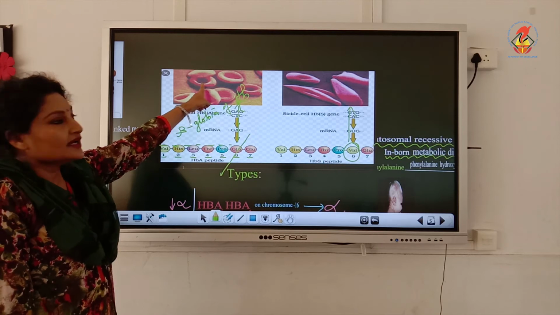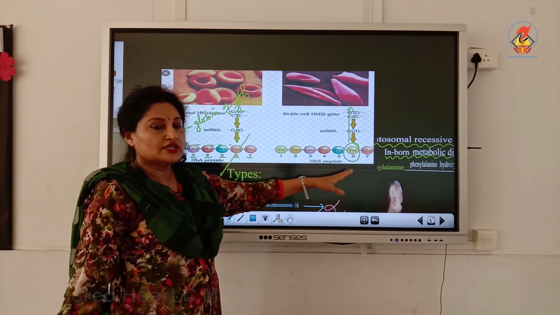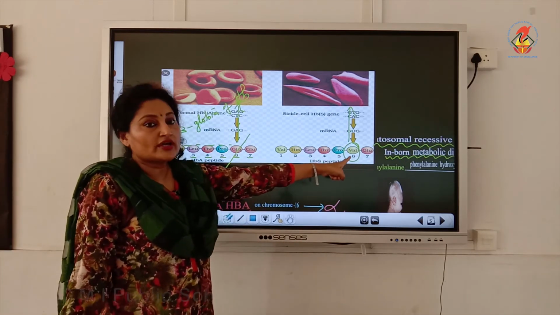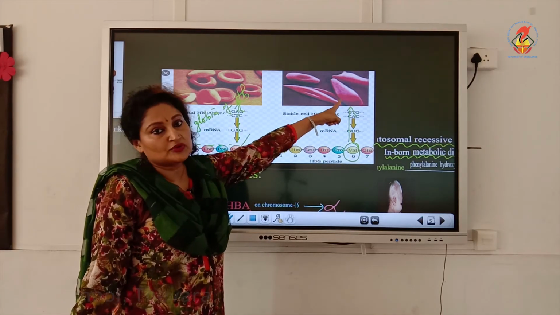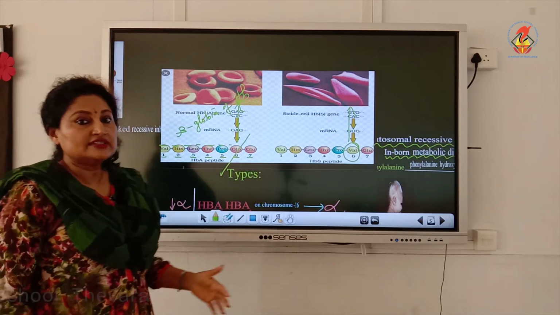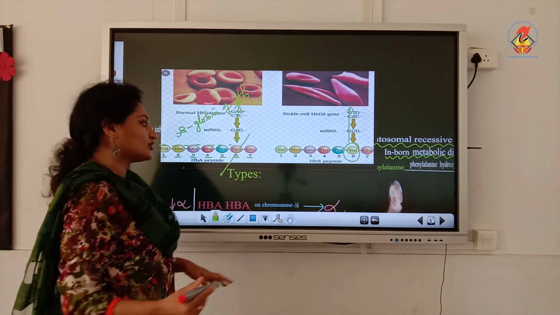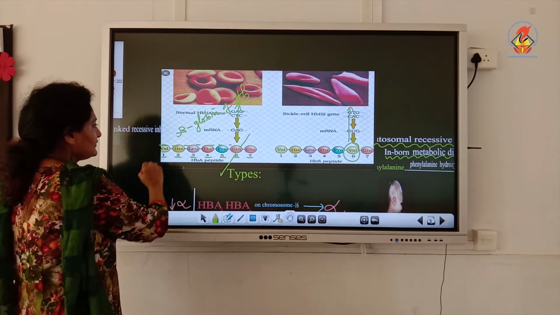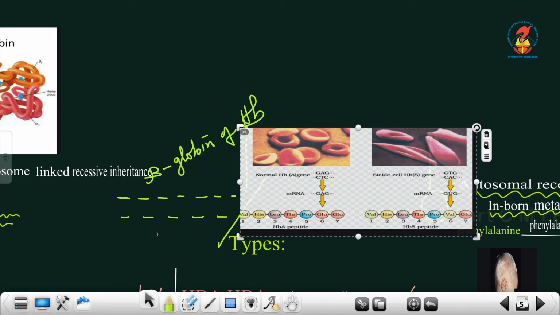Then it will result in the normal RBC, which is disc shaped. But due to mutation in the 6th position, instead of glutamic acid, valine, a wrong amino acid, got substituted, and as a result, what type of RBC is produced? A distorted RBC which is sickle shaped and therefore unable to carry oxygen. Clear? I hope you have understood sickle cell anemia. It's a qualitative problem.